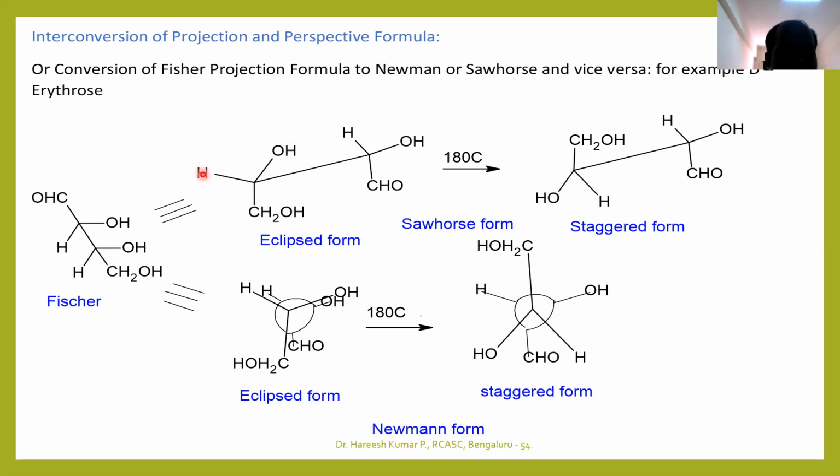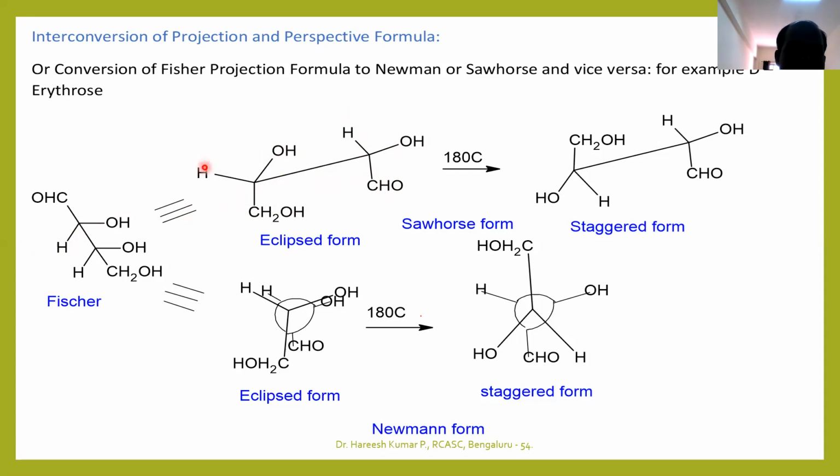So similarly, this CHO should be here, this is OH, and this is H. This is the eclipsed form, and when you are observing from here, you cannot see these three groups because of the eclipse. There will be a repulsion between this bulky group and this bulky group.